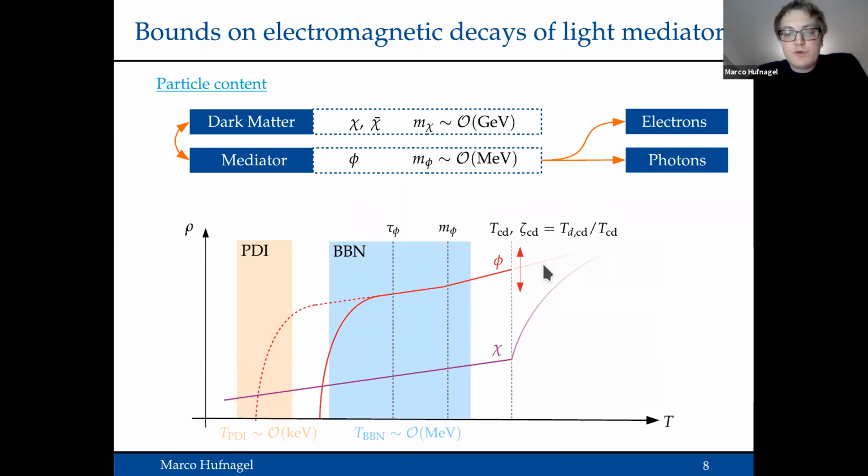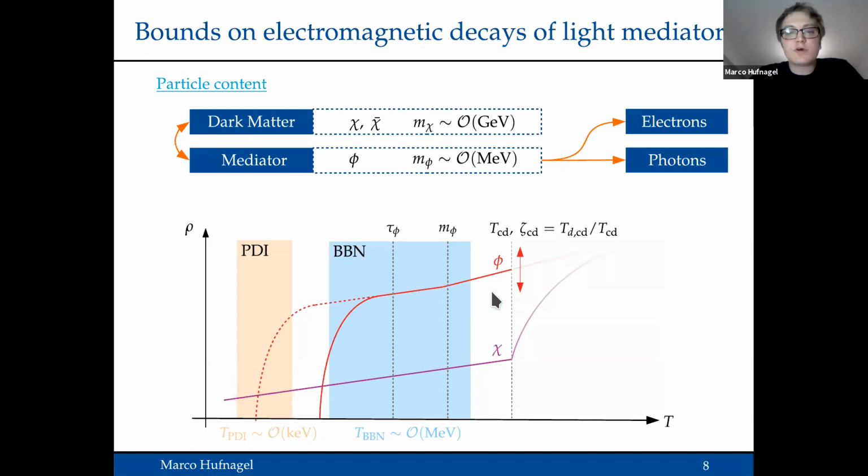And regarding the thermal evolution of these particles, we assume that at very large temperatures, the dark sector is in equilibrium with itself, but not necessarily with the standard model, which we incorporate by a temperature ratio zeta. And then at some temperature T_CD, so decoupling, these dark matter particles decouple from each other. And while the dark matter candidate makes up the correct relic abundance afterwards, the mediator starts to redshift, potentially becomes non-relativistic, and then at some point decays. And this decay can happen either during BBN or during the times that are relevant for photodisintegration.